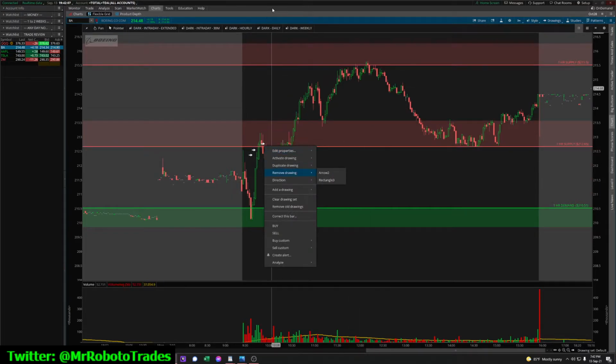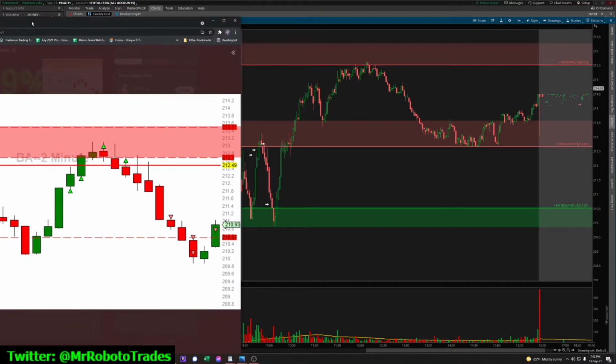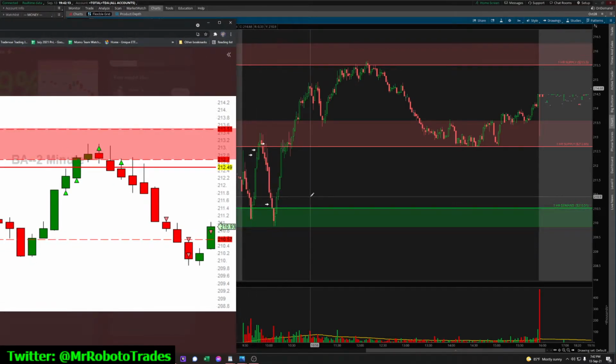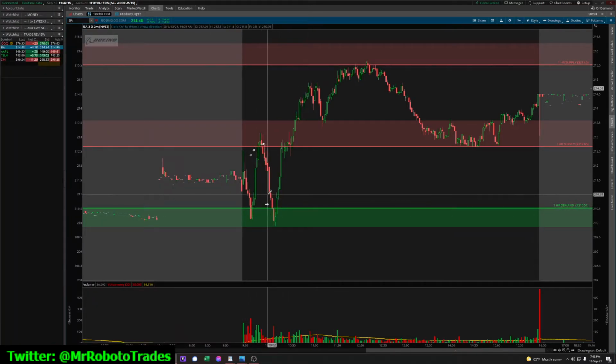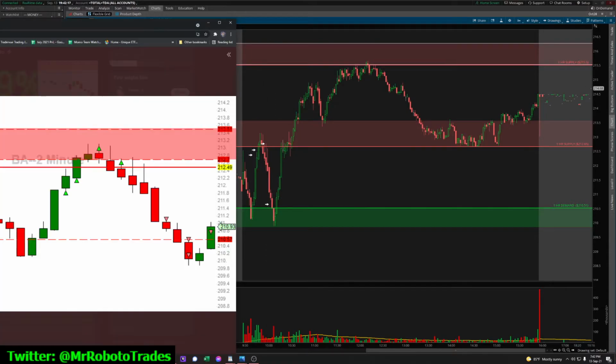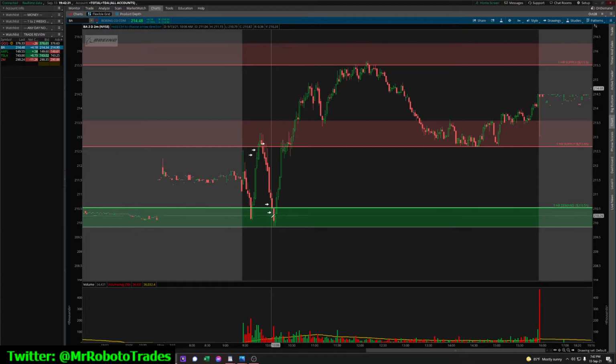And then I ended up scaling out on BA right around here, as well as right here, here, and then I was holding to see if it was going to break through this demand zone. It never did. So on the way back up, I scaled out my last portion, like right around here. Really good trade for me.